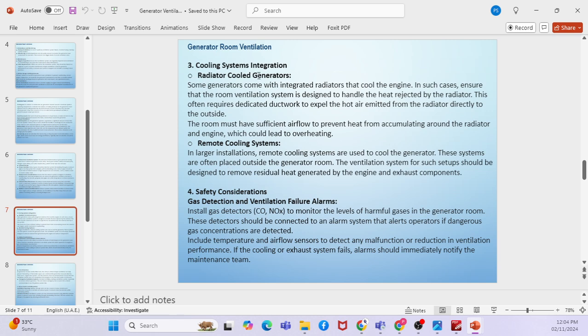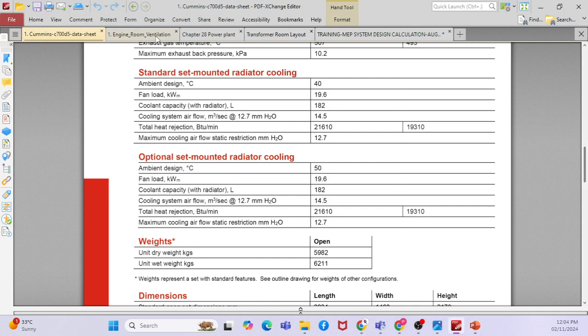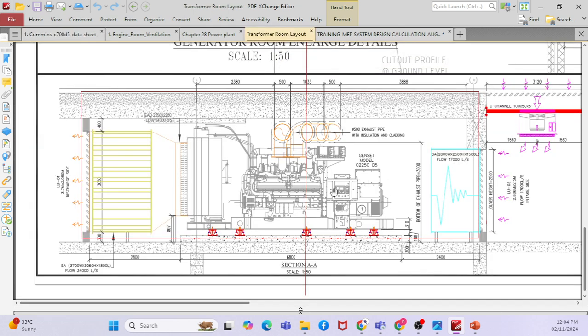Then you have the cooling system, radiator cooled generators. Whenever you design the layout, this is the radiator portion. You have to properly direct the cooling air towards the radiator so that it can cool. Otherwise the generator will get heated up and it will become excess heat, which will reduce the efficiency of the generator.